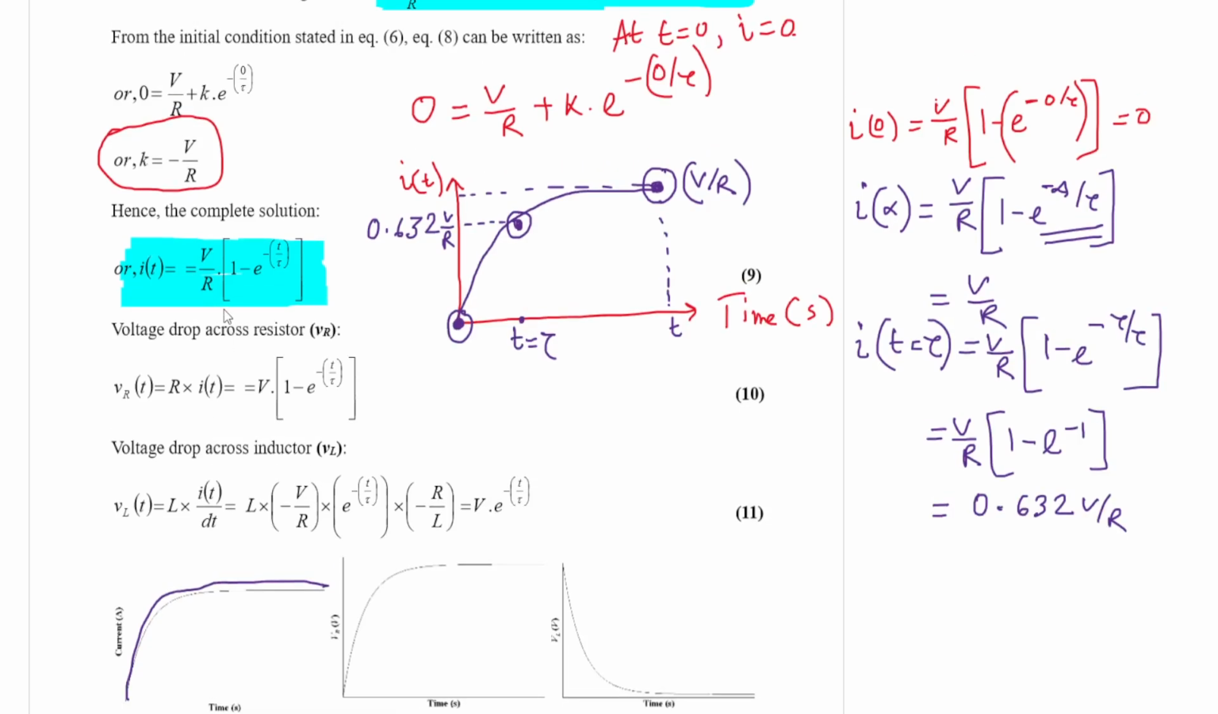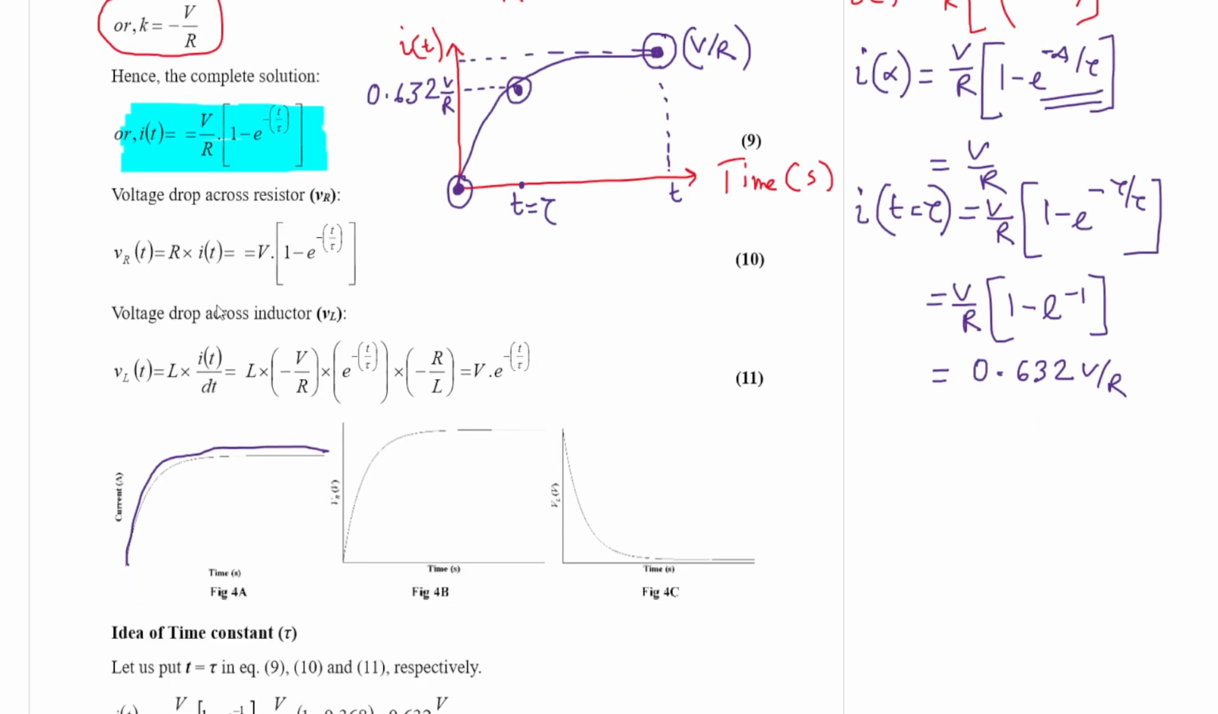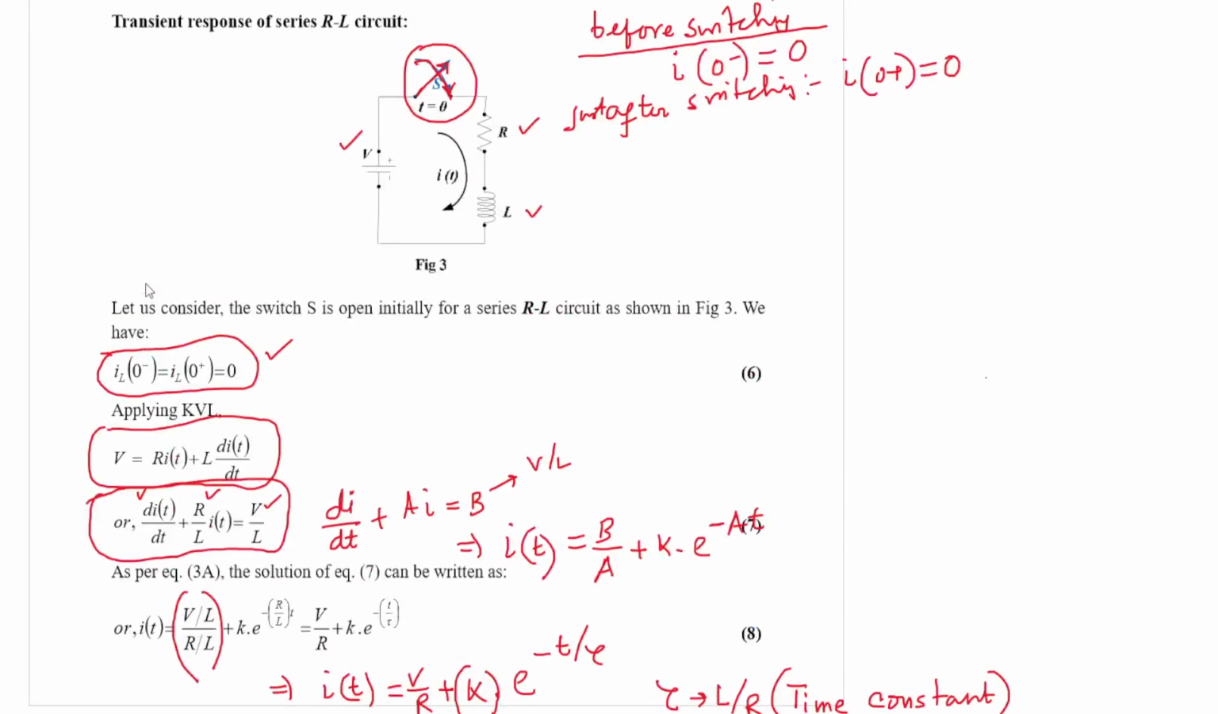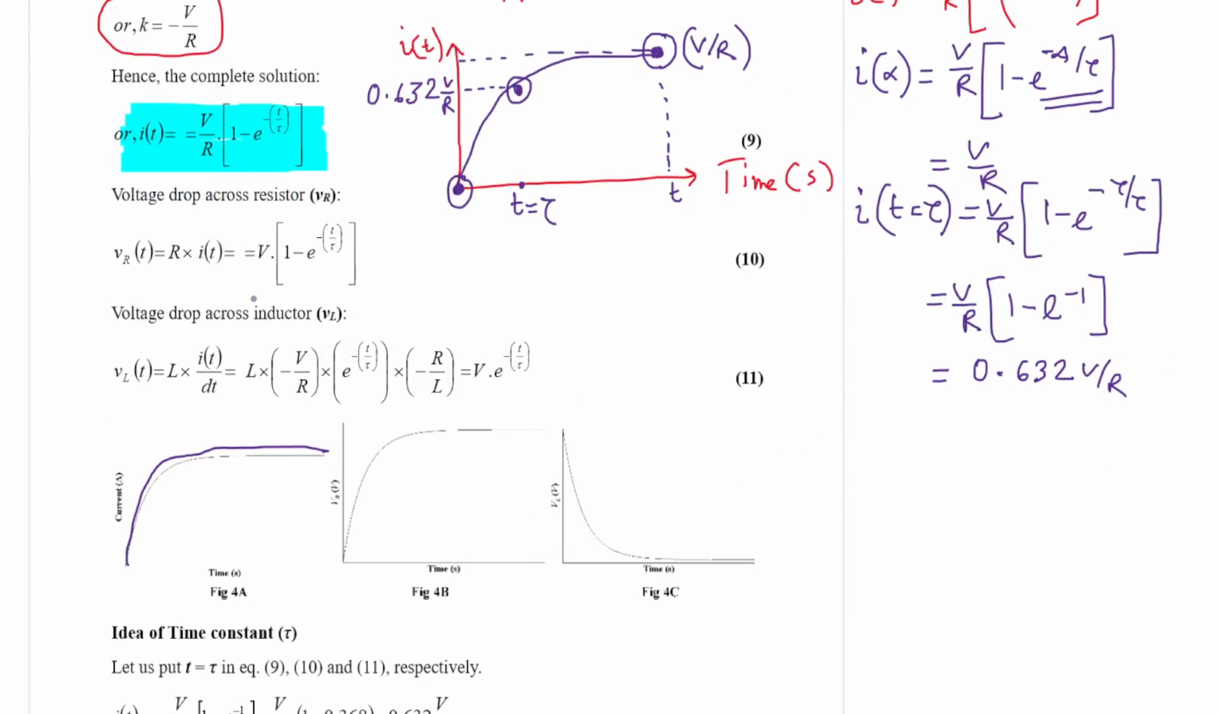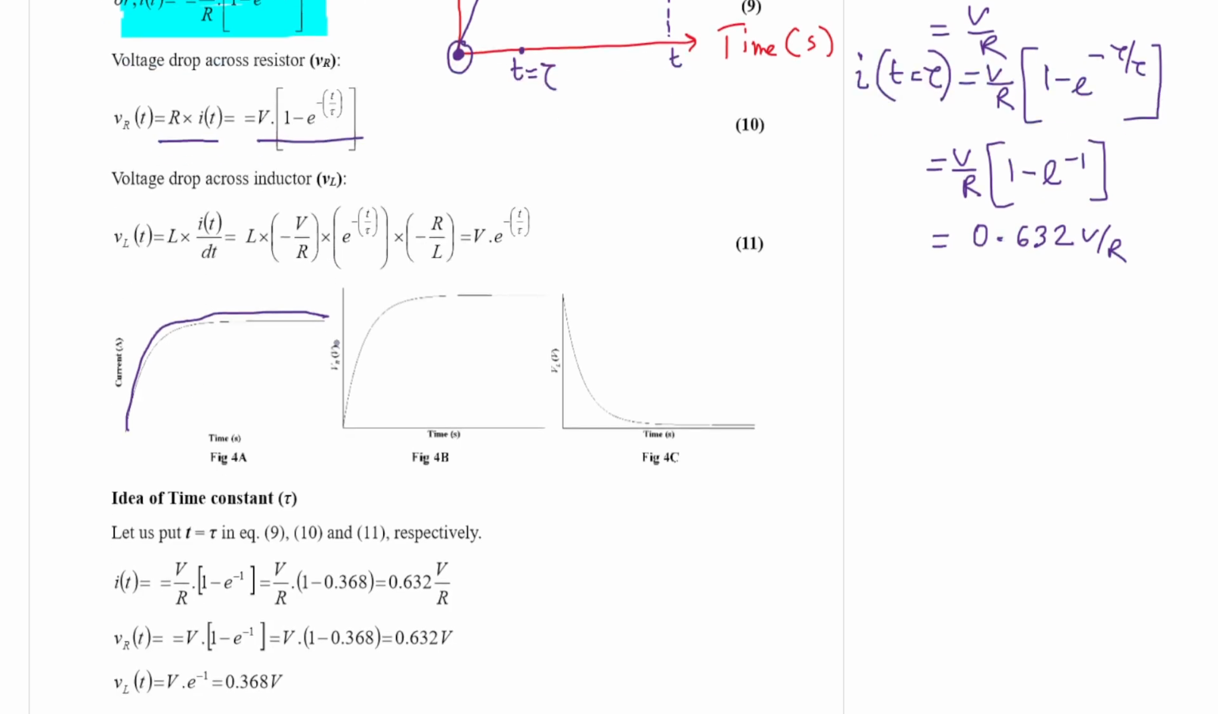Now if we extend this analysis, what will be the voltage drop across the resistance? It will be R into I(t), so it will be V by R into R. So it remains V into 1 minus e to the power minus t by tau. Again, it will follow the same nature, and this final value is V, right?